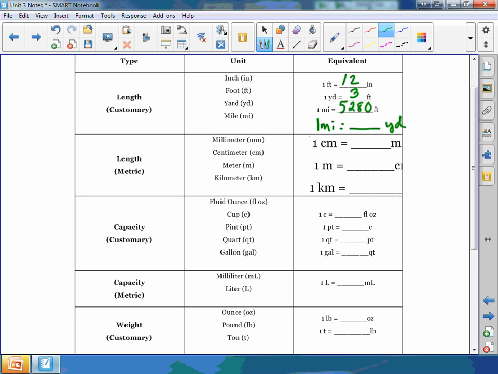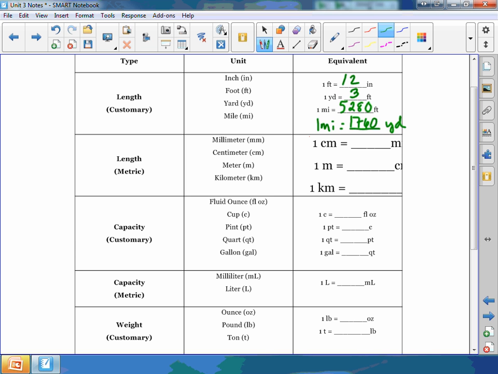How many yards are we talking here? 1,760 yards. How did you get the 1,760? Divided what by 3? Yeah, we converted the feet into yards because there's 3 feet in 1 yard, so you divide the feet by 3 to get your yards. All right, now let's go to metric.